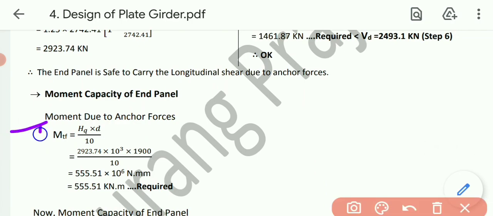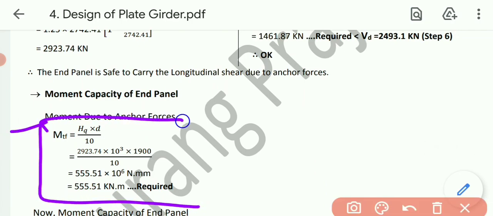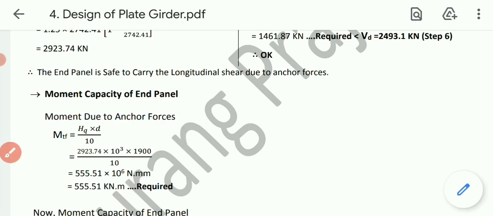So moment due to anchor force is MTF. Formula stands for HQ into D by 10. HQ, that is 2923.74. Let's convert it into Newton, that is multiply by 10 raised to 3. D, depth of web 1900, divide by 10. By simplifying the term, we will get the answer 555.51 into 10 raised to 6 Newton into mm. Let's convert it into kilonewton into meter. This is the moment which is required to be resisted by the end panel.